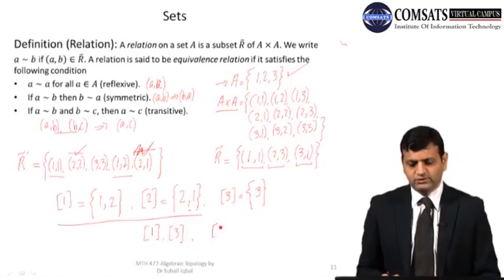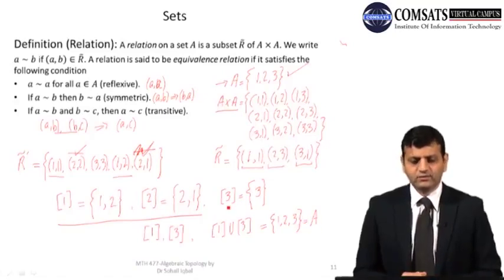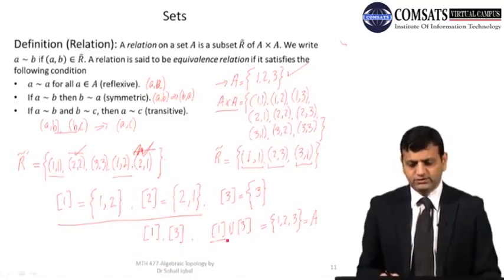Also, if I take the union of the equivalence class of 1 with the equivalence class of 3, then this is exactly equal to {1, 2, 3}, which is the set A. So as I said earlier, one use of an equivalence relation is to divide A into a disjoint union of classes. In this example, we have divided the set A into a disjoint union of two classes.